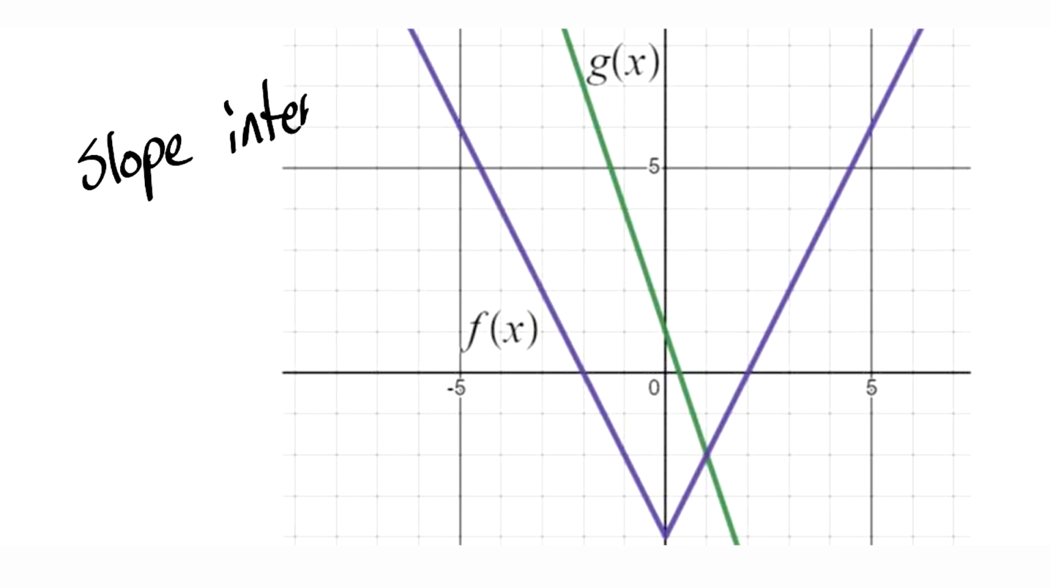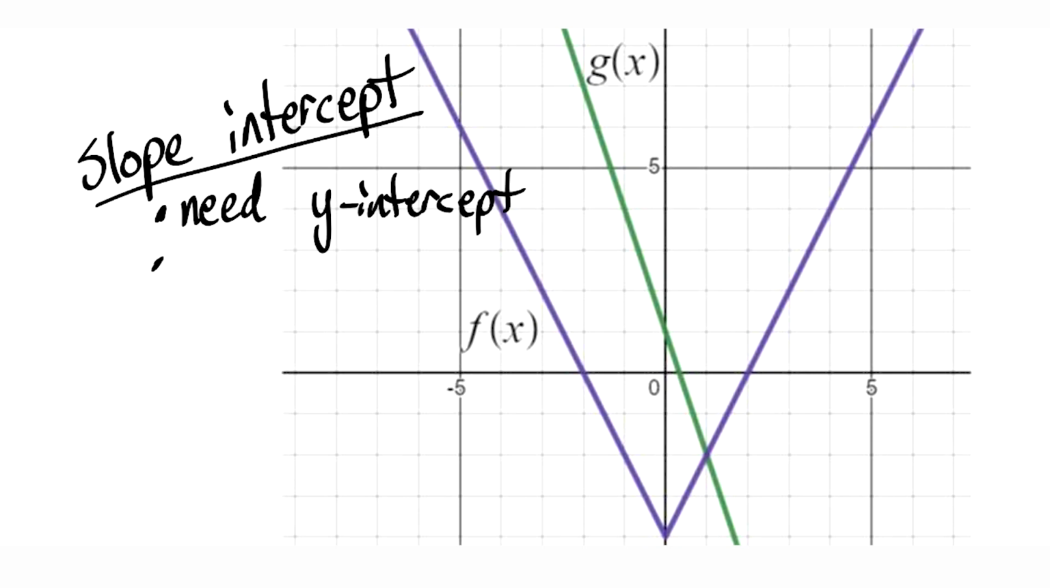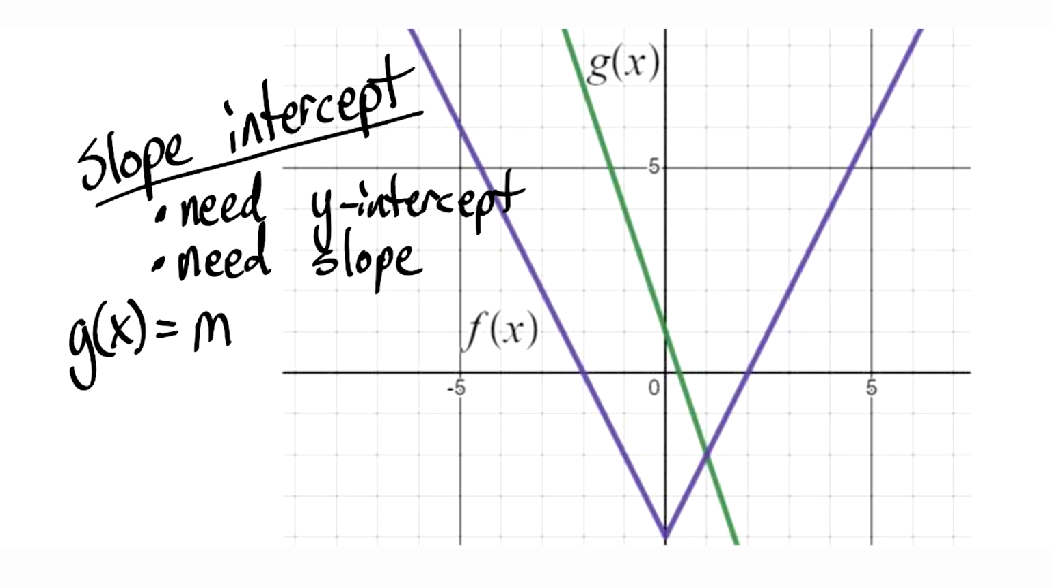The easiest way to talk about slope-intercept form is we can grab the y-intercept of the function. So what do we need? We need the y-intercept, and we need something called slope. And to put that all together, the function will look like y, or in this case g of x, so g of x must equal something in the form mx plus b. So our y-intercept would be our b value, and slope would be the m value.